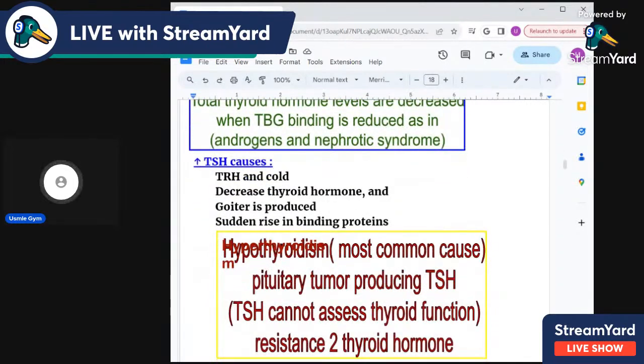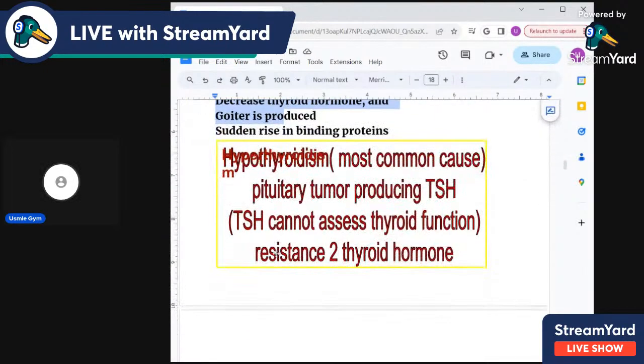So, what are the causes of increased TSH? Increased TSH occurs when there is increased TRH, thyrotropin-releasing hormone, or in cold. It decreases in heat. Sorry, it also increases when there is a decrease in thyroid hormone, when goiter is produced, and when there is a sudden rise in binding protein. So increased TSH occurs with TRH, cold, decreased thyroid hormone, goiter, and sudden rise in binding protein.